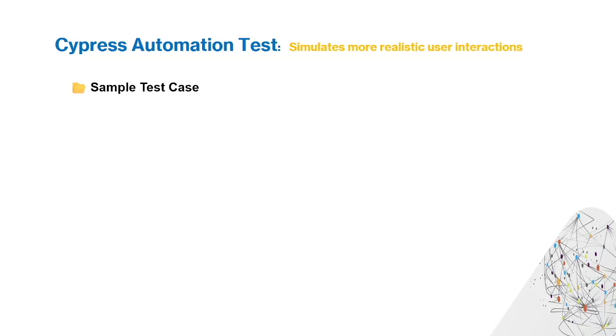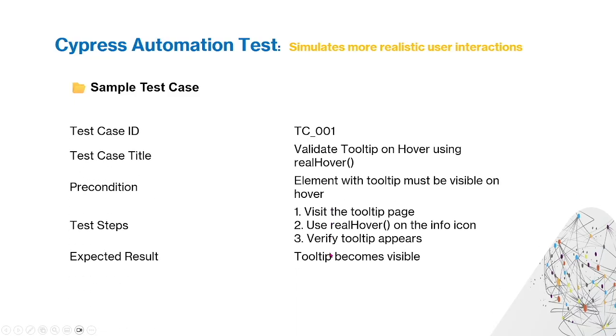Example test case. Test case ID, test case title, precondition, test steps. First, visit the tooltip page. Second, use real hover on the info icon. Third, verify tooltip appears. Expected result: tooltip becomes visible.